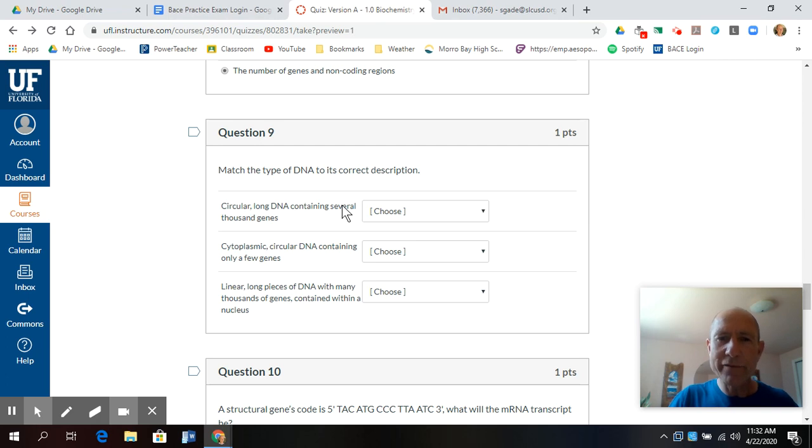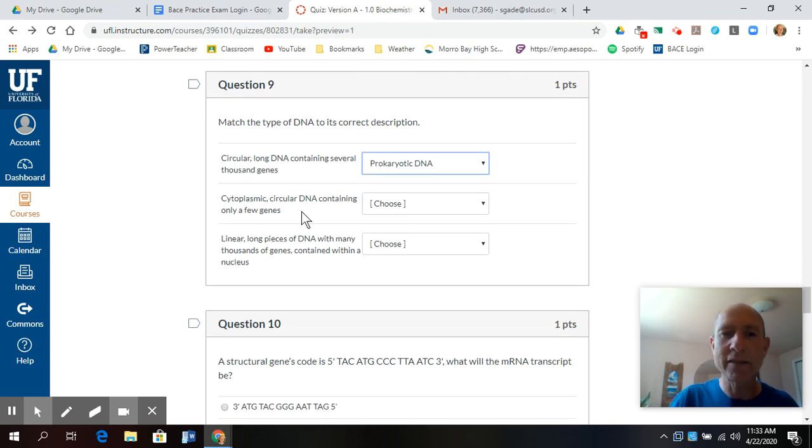Question 9, match the type of DNA to its correct description. Circular, long DNA containing several thousand genes. That's a lot of genes, but it's circular. We know that eukaryotes, which we are, do not have circular DNA. We have linear chromosomes. So it's not going to be eukaryotic. It's either going to be prokaryotic DNA or plasmid DNA. But you guys know that you can't stuff several thousand genes into a plasmid. Plasmids are way too small for that. So it must be prokaryotic DNA. And prokaryotic means bacteria. Circular is the key word there.